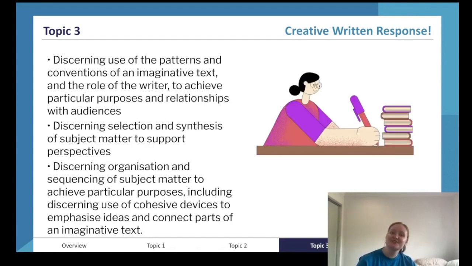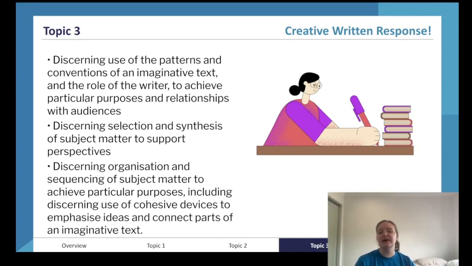You need to have discerning use of the patterns and conventions of an imaginative text and the role of the writer to achieve particular purposes and relationships with the audience. So when we talk about particular patterns, we're talking about the structure of a good story, the way that things grow and develop over time, the way mood develops, the way tension develops, the way characters develop and change and grow, the way relationships change and grow, and how the audience might respond to all of those things.